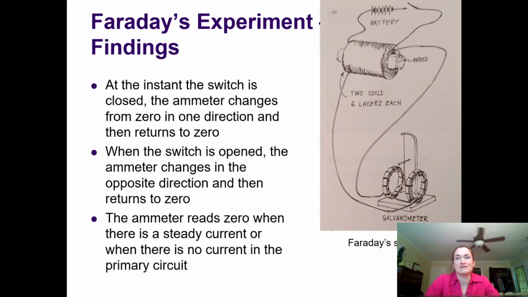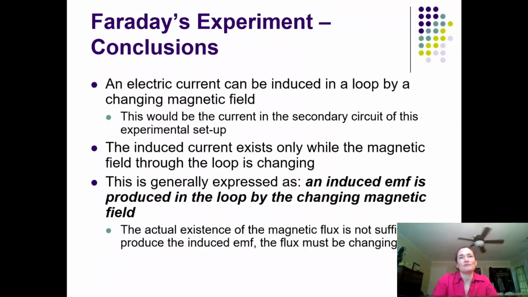On this slide, you can see Faraday's sketch, which was published in his paper in the early 1800s. He also noticed that the ammeter, of course, read 0 if there was a steady current or no current in the primary circuit. So he concluded from this that an electric current can be induced in a loop by a changing magnetic field. So a static magnetic field won't do it. You have to have a changing magnetic field. And then the induced current exists only while the magnetic field through that loop is changing.